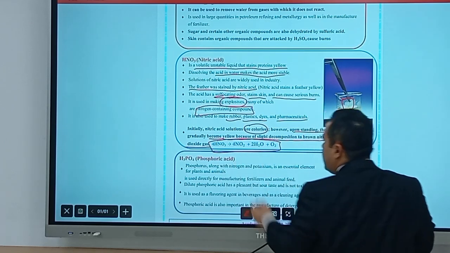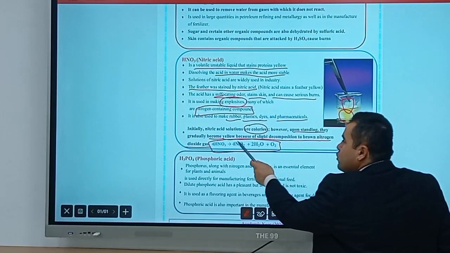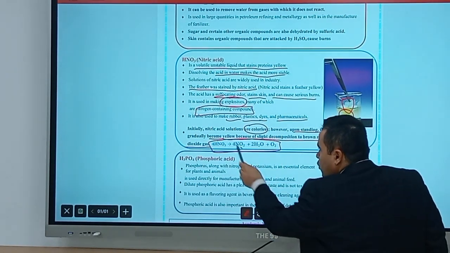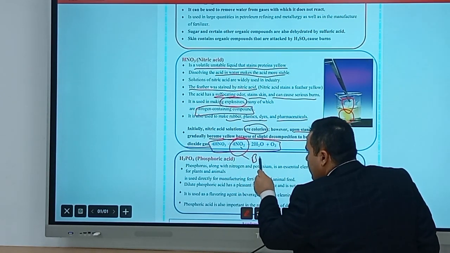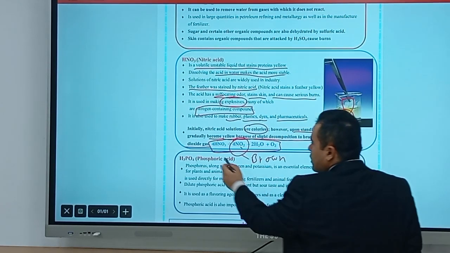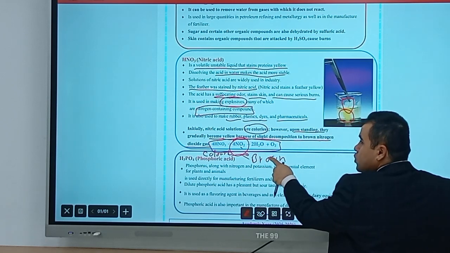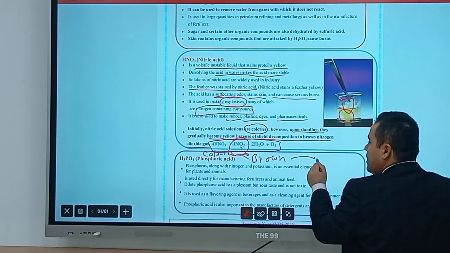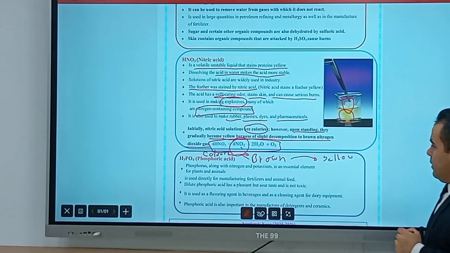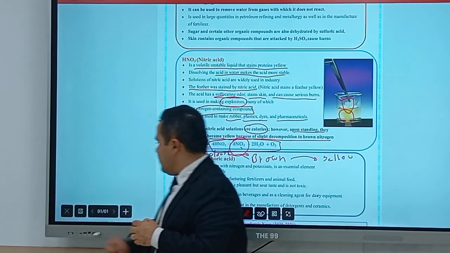Guys, here we have the decomposition of nitric acid. When nitric acid decomposes, it produces NO2, H2O, and oxygen. The NO2, its color is brown, a brown gas. So it passes through three colors. At the beginning, it's colorless. During the decomposition, it becomes brown, and then eventually it turns into a yellow solution. That's in terms of the color of the solution of nitric acid.